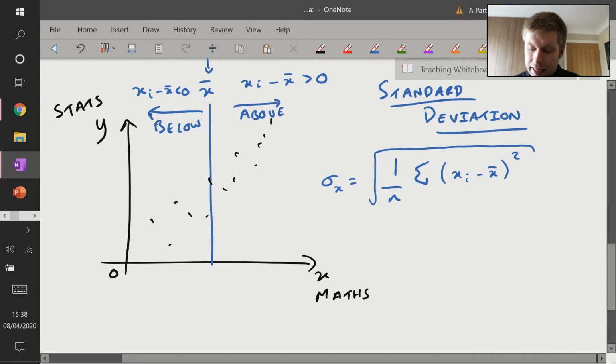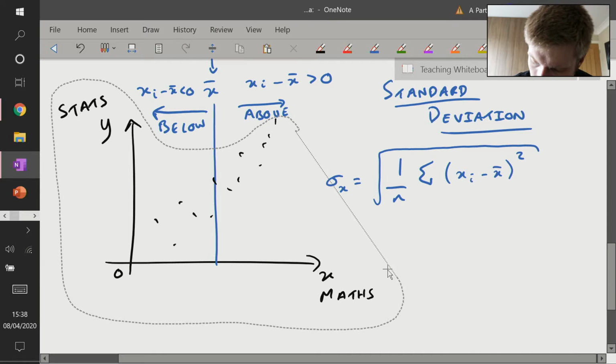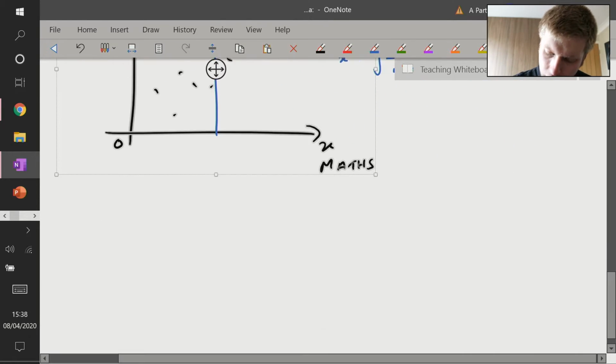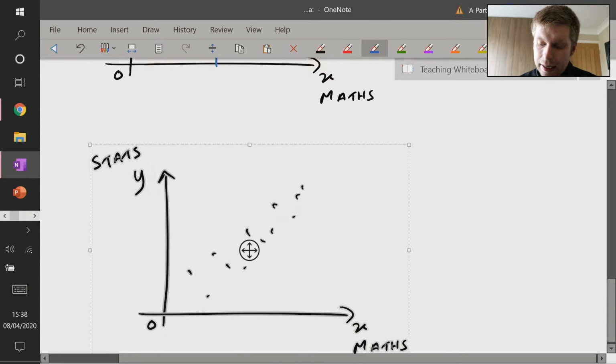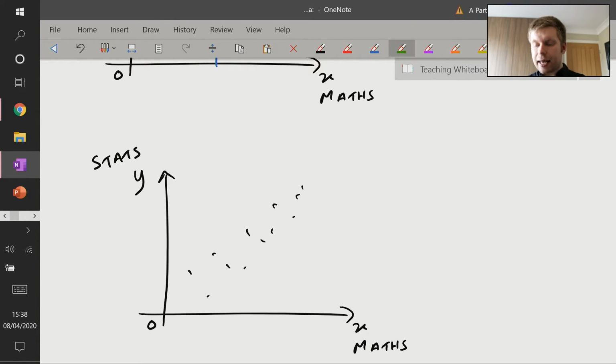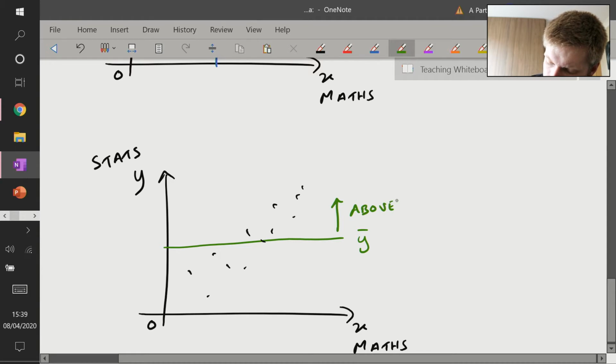Well, fairly obviously, I can do pretty much the same thing with my stat score. If I just copy this graph, instead of looking at it from the perspective of the mean math score, let's look at it from the perspective of the mean stat score. So here we go, here's the mean stat score, whatever that is. Basically we're saying if you lie above that line, you're above average, and if you're below that line, you're below average.